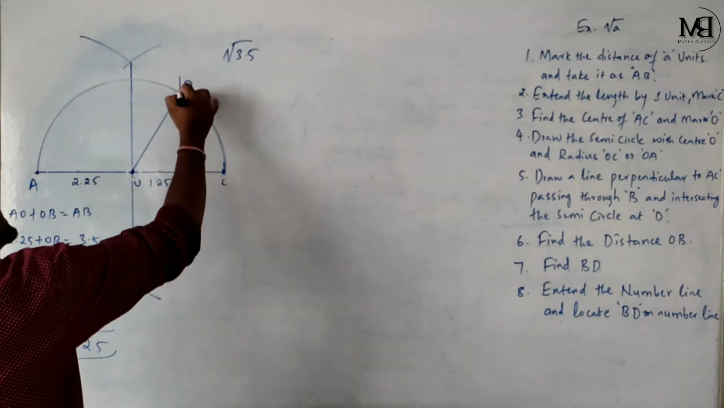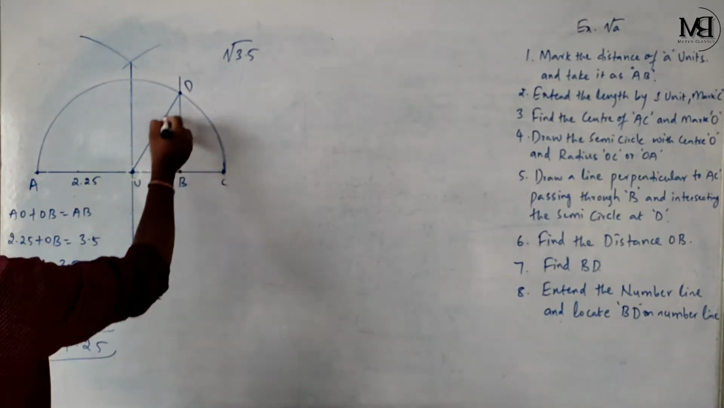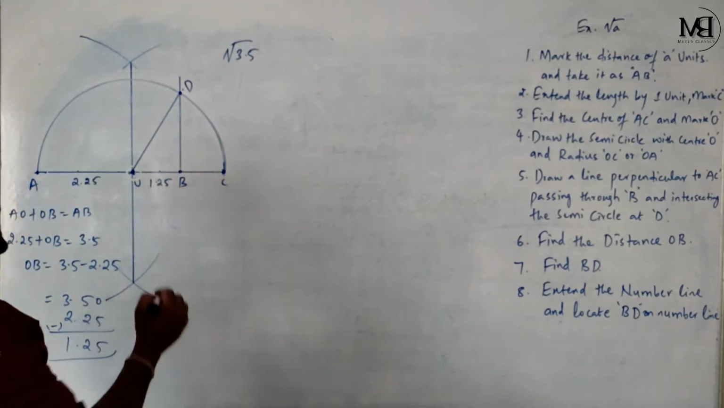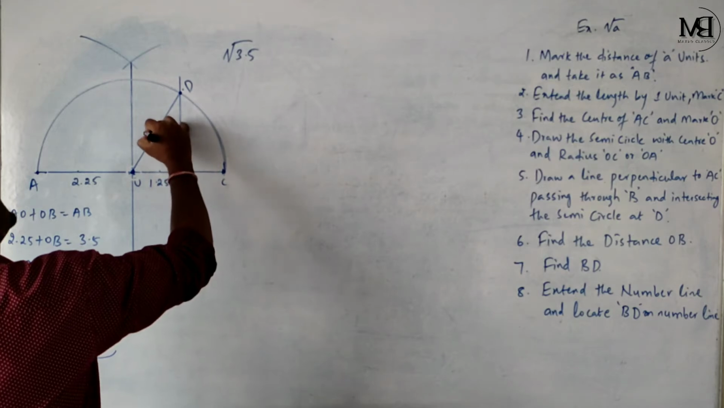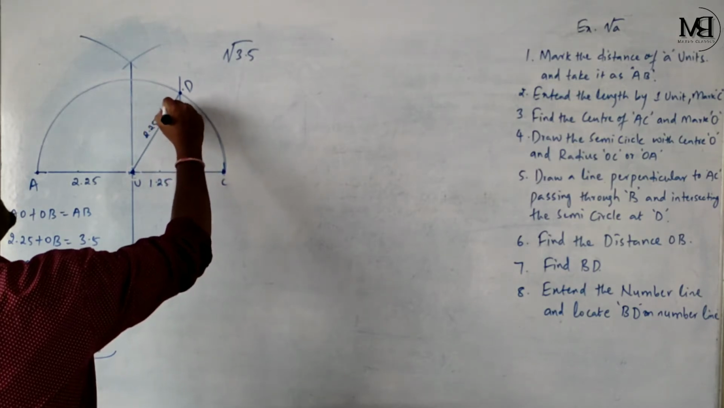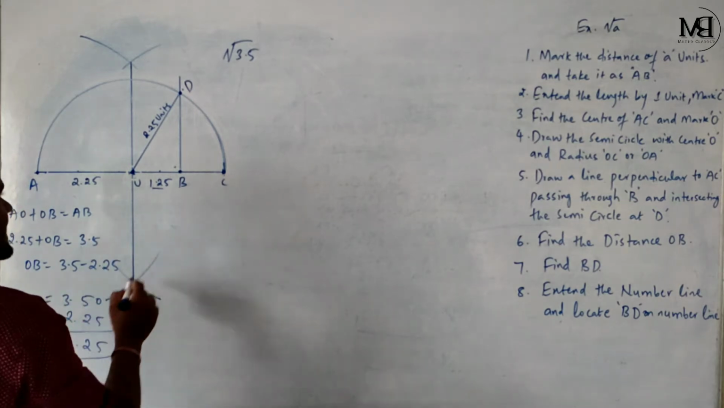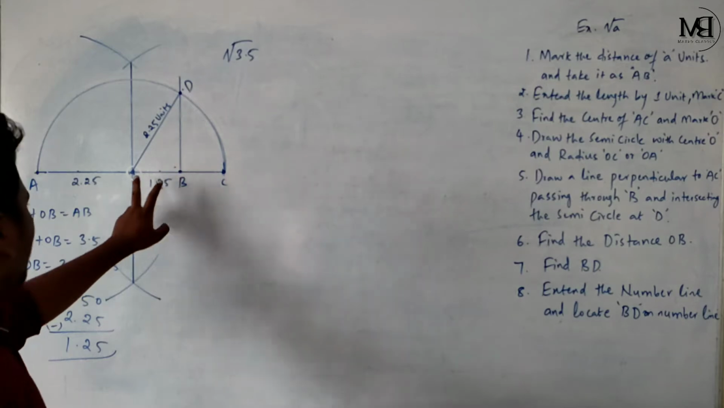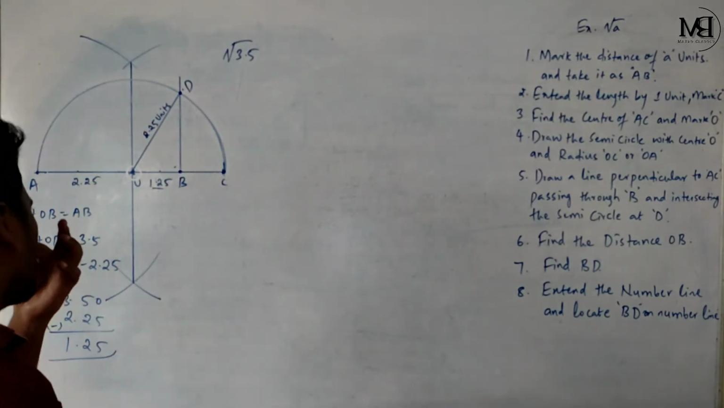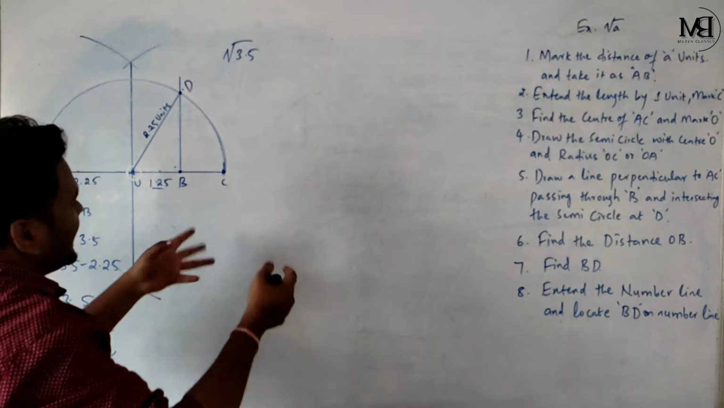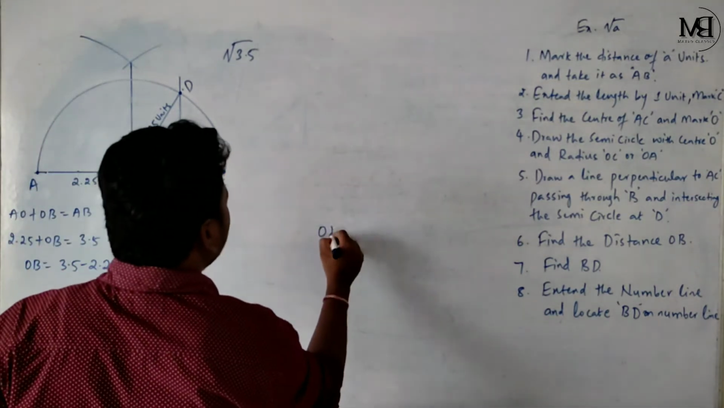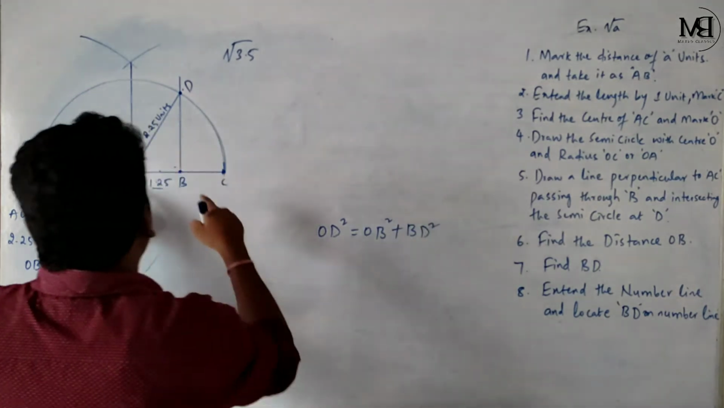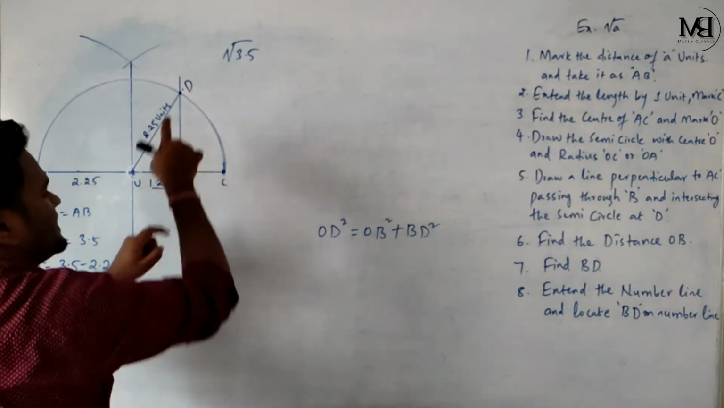And what is the distance between O and D, my dear children? OD is equal to OA and OC, because OD is also a radius. And the OD distance is 2.25 units. Now OB I have 1.25, OD I have 2.25. Now OBD is a right angle triangle. So to find BD I can apply the Pythagoras theorem. OD square is equal to OB square plus BD square.